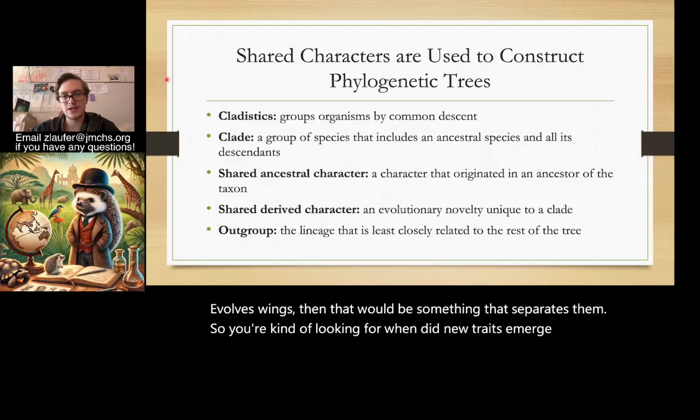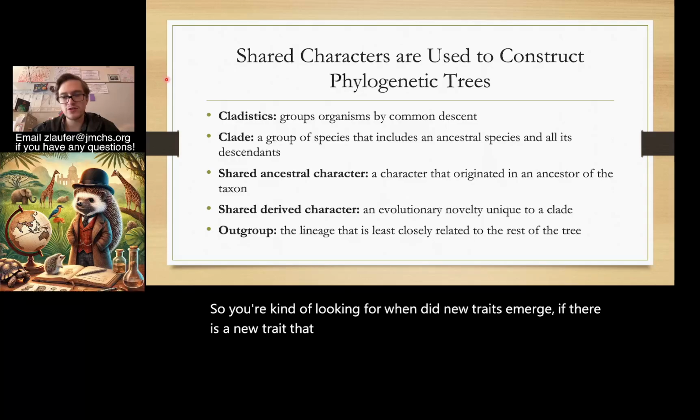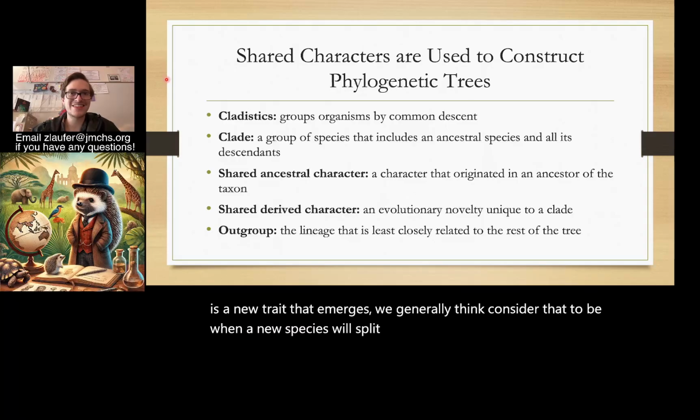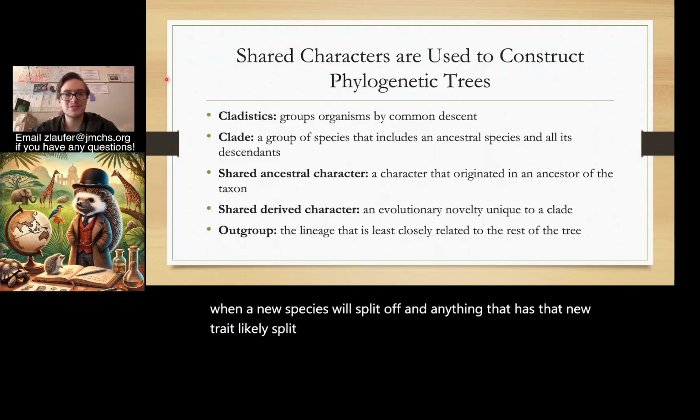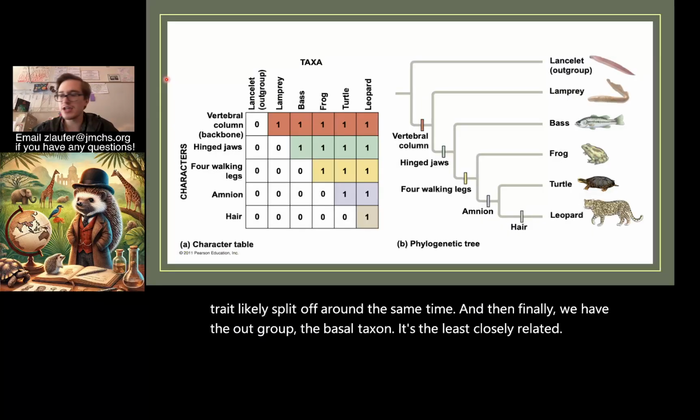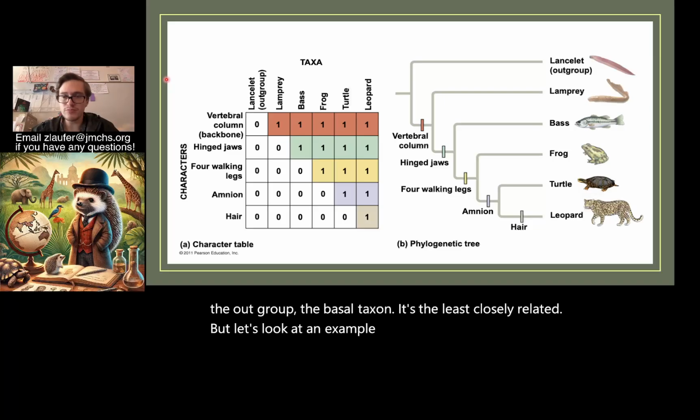If there is a new trait that emerges, we generally consider that to be when a new species will split off, and anything that has that new trait likely split off around the same time. And then finally, we have the outgroup, the basal taxon. It's the least closely related. But let's look at an example here.